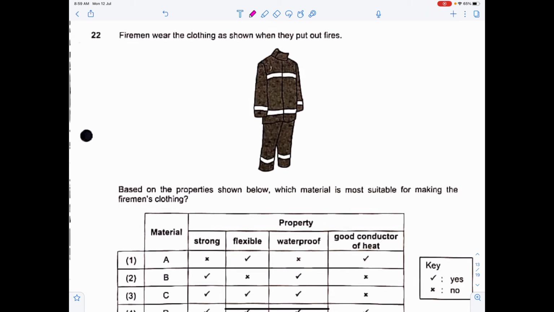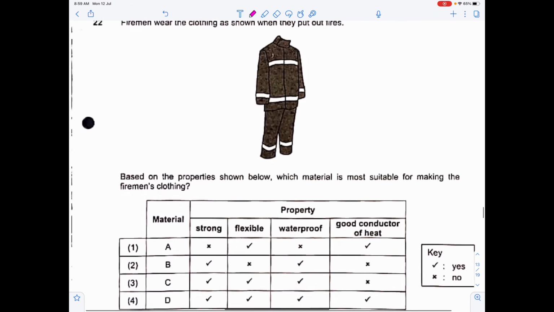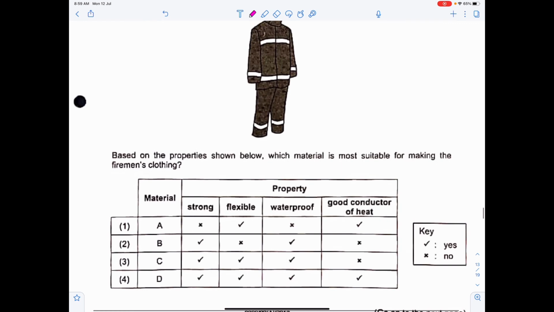Firemen wear clothing as shown when they put out fires. Based on the properties shown below, which material is most suitable for making firemen's clothing? So obviously, your fireman, for each of these, you should think whether or not it is actually needed. So for the first column, you have things like strong. Does it need to be strong? So doesn't break easily. So while in most situations you will say yes, you also need to look at other factors.